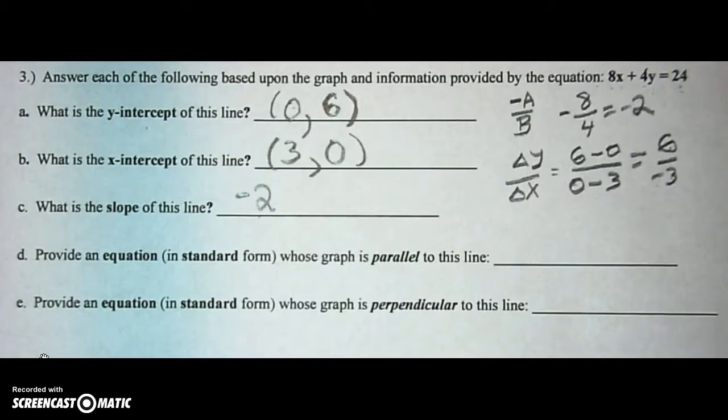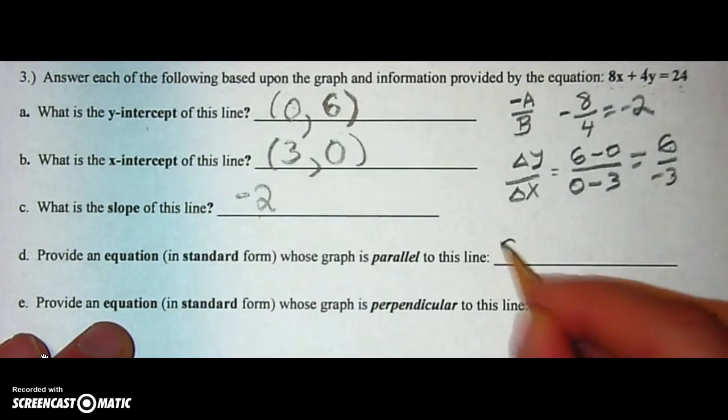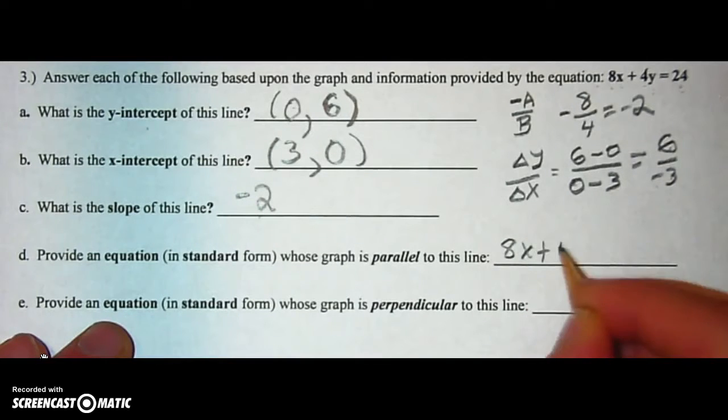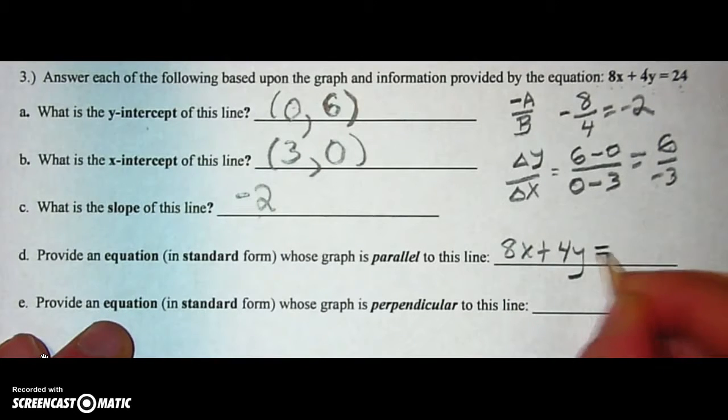All right, provide an equation in standard form whose graph is parallel. Well, we know that if the graph is parallel, the slope is going to be the same. So we really could use the same expression on this side because we already know that's going to give us a slope of negative 2. All we have to do is change the constant.